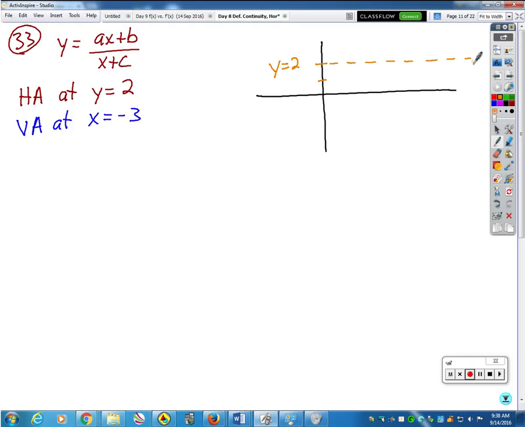The most important part, though, is this. Don't forget, the horizontal asymptote only deals with what is happening as x is very large. So when x is very large, we know that the function will have y values that get closer and closer to 2. But that tells us nothing about what's happening over here. So over here, anything can happen. Everybody with me? Awesome.